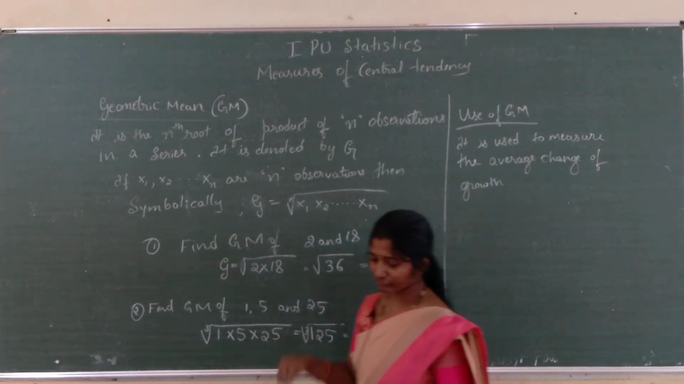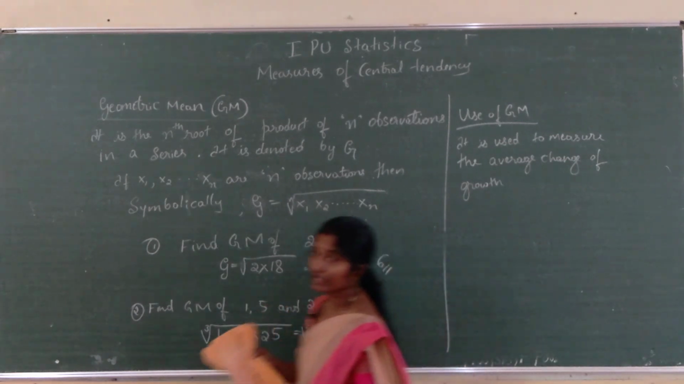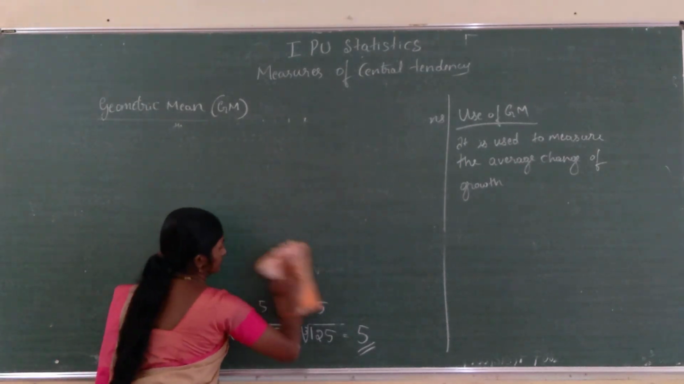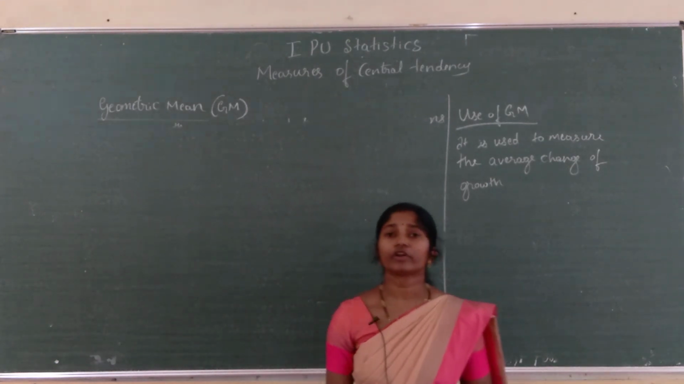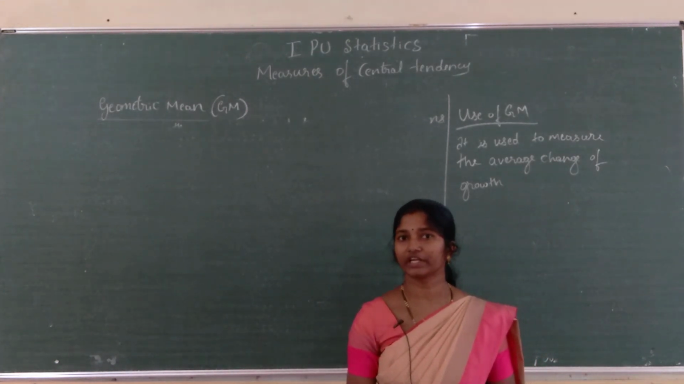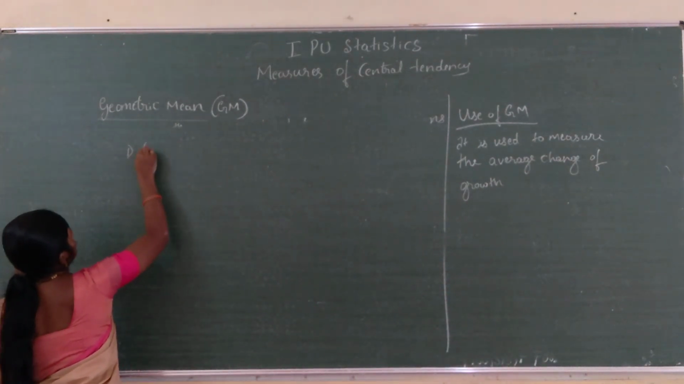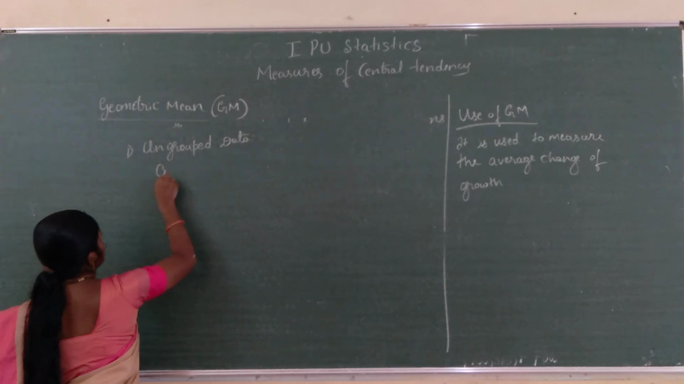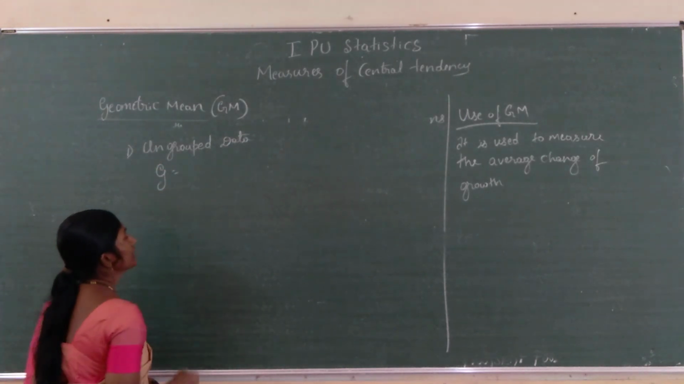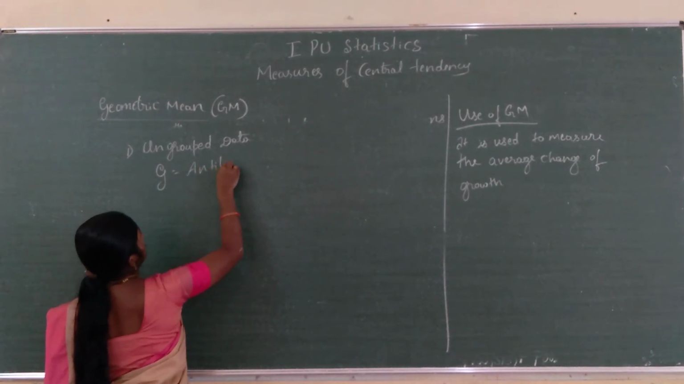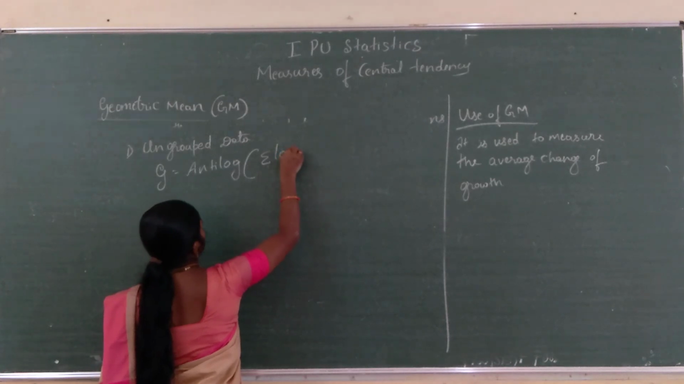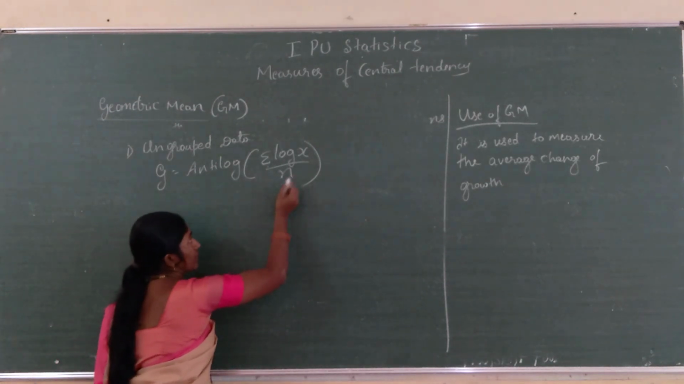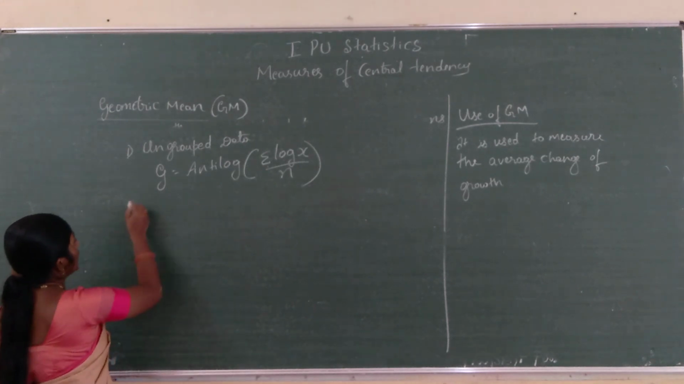Now, the formula using logarithms for ungrouped and grouped data. First one is for ungrouped data or raw data. G is equal to the antilog of summation log x divided by n, where summation means the total of log x, divided by small n.